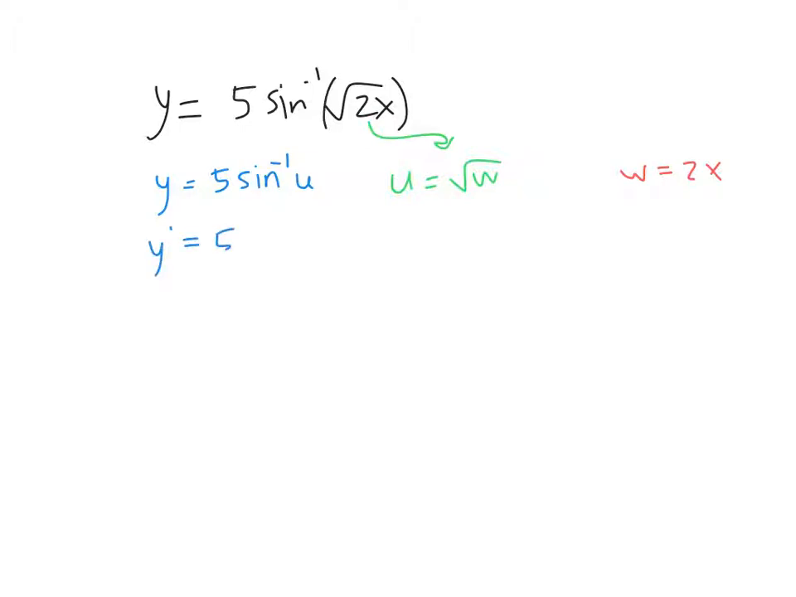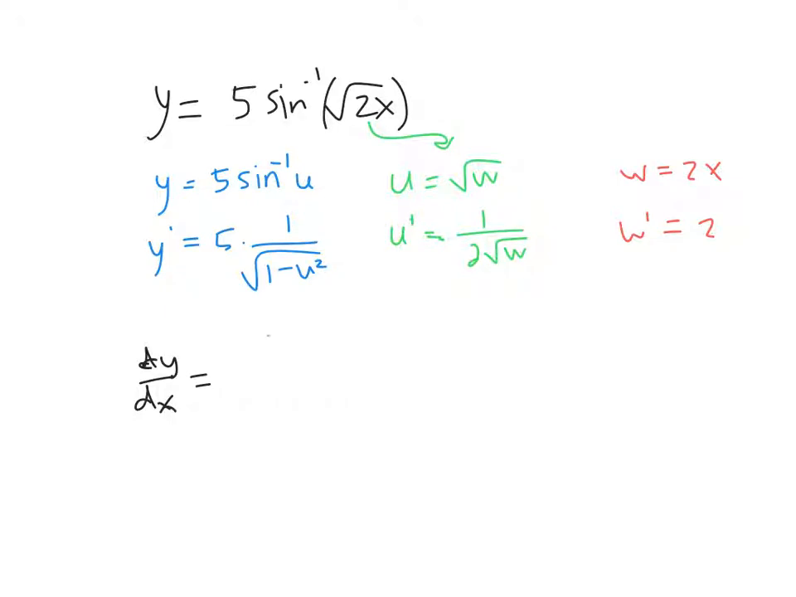So y prime is 5 times 1 over radical 1 minus u squared is what I have first, and then I'm going to have u prime. So I'm thinking of that as w to the 1/2. A lot of you have memorized that that ends up 1 over 2 radical w. If you need to write it out for yourself. And then w prime is 2. So I'm really just taking all of those and multiplying them together because that's what my chain rule allows me to do. So I did tell you the chain rule is never going away, right?